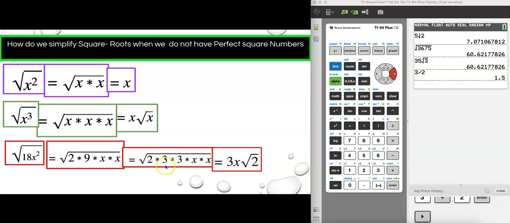Let's back up a little bit. I see that I have these 2 3's and these 2 x's. These 2 3's mean I can pull 1 3 out, and these two x's mean I can pull one x out. I can't do anything with the 2, so the 2 has to stay under the radical. So that will leave me with 3x times the square root of 2, because I can pull out a 3 and an x, but I couldn't pull the 2 out. And this should be the most simplified.